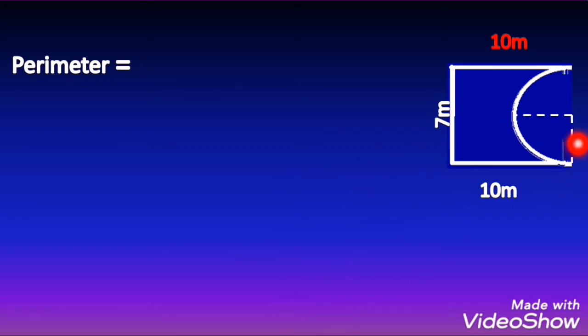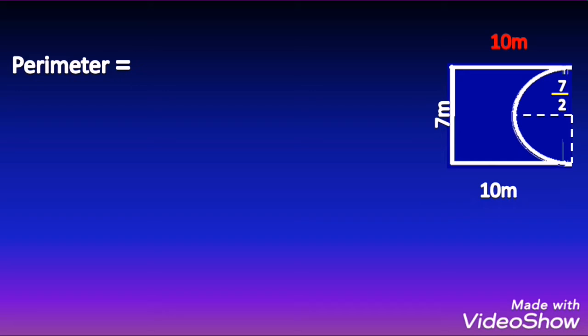If you draw a line here, this will be the diameter of this semicircle, and the diameter of the semicircle will be 7 meters. You can see the opposite side is equal. So to find the radius of this semicircle, we have to divide the diameter by 2, that is 7/2. So the radius of this semicircle is 7/2. Now we have to find the perimeter of this given shape.